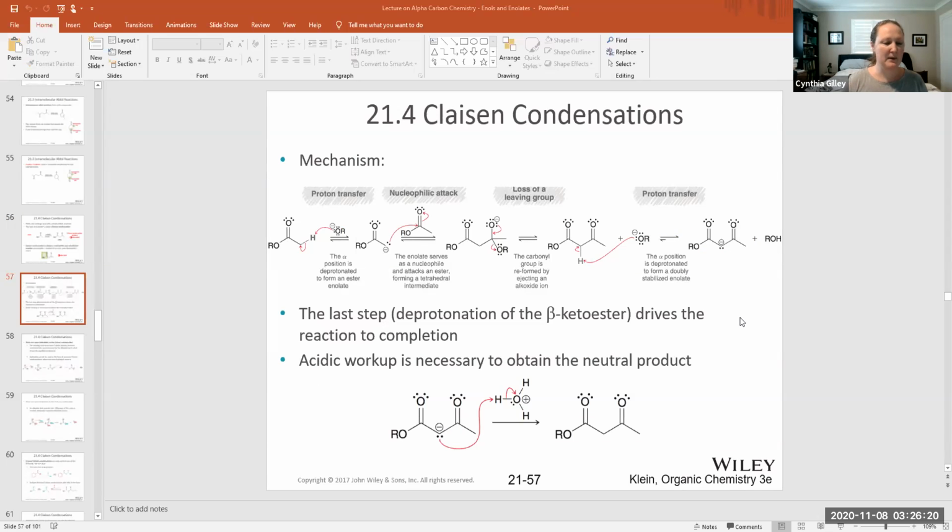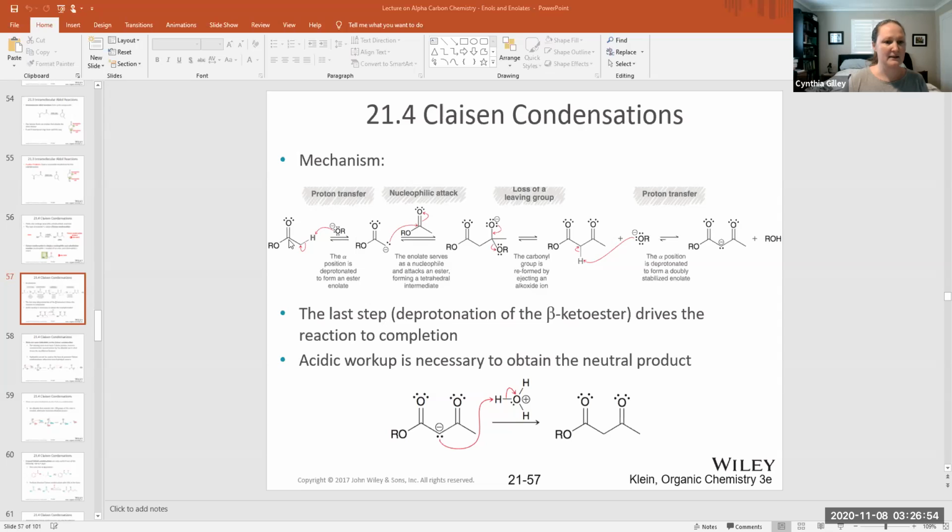Okay, so let's talk about the mechanism. We talked about the fact that it's going to go through an enolate intermediate. And so the first step is going to be formation of that enolate. So our base, and again, this is the matched alkoxide to the ester, will take in a proton through proton transfer from the alpha carbon of the ester. And you might ask yourself, can this alkoxide also act as a nucleophile instead of a base and do a nucleophilic attack on the carbonyl carbon? And the answer is yes.